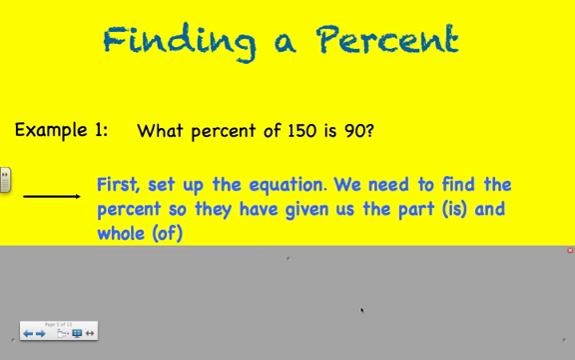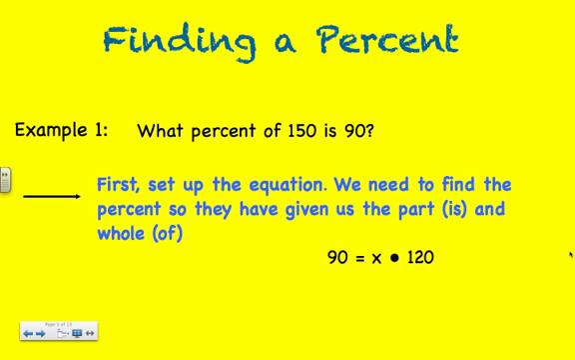Next, we're going to find a percent. It says, what percent of 150 is 90? Again, the giveaway is it's telling us what percent. We don't know the percent, so that's going to be my variable. The other 2 are going to be my part and whole. Again, I look at the of. Remember that the object of a preposition comes after the preposition. So my of is the 150, and my part, or my is, is 90. So we set it up as 90 equals x times 150.